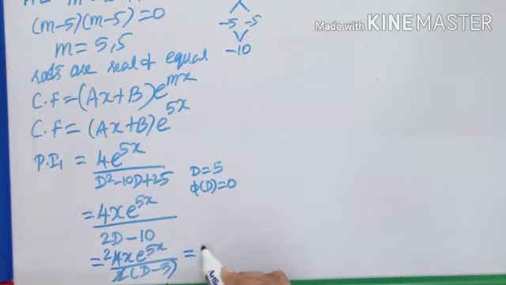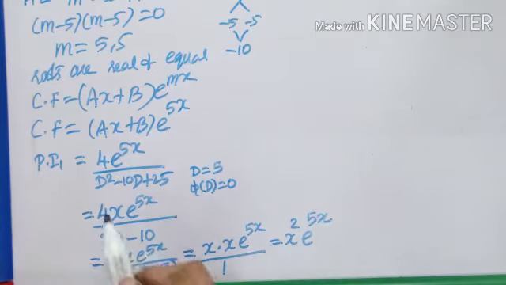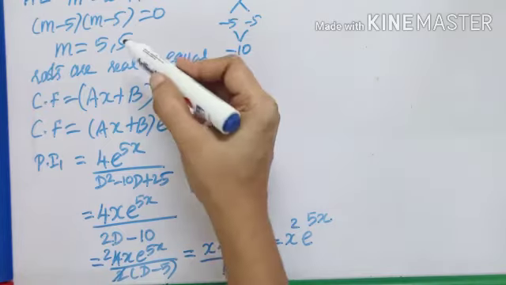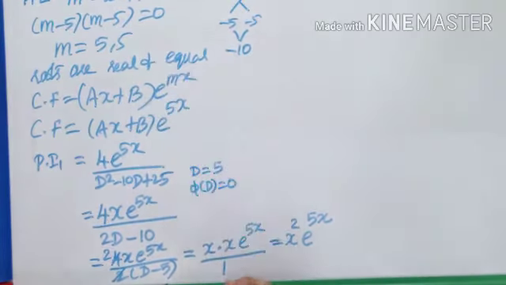Put one more x in the numerator and differentiate the denominator. D becomes 1, 5 becomes 0. So what is my answer? x square e power 5x. This is the problem where we see, first time as well as second time, the denominator becomes 0, because 5 is the answer twice. It's real and equal roots.